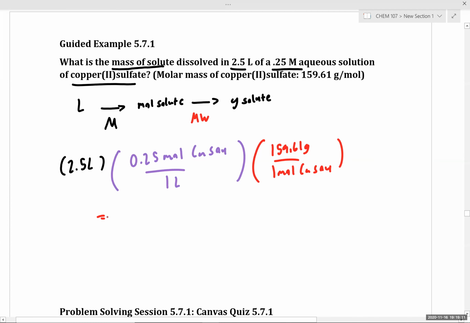All we have to do now is punch this into our calculator. We have 2.5 times 0.25 times 159.61, and that in turn gives us 99.7 grams that we round to 1.0 times 10 to the second grams to respect the fact that both of our inputs have 2 sig figs. Does that make sense to everyone?